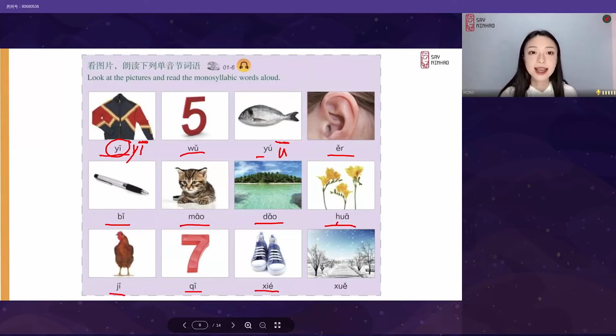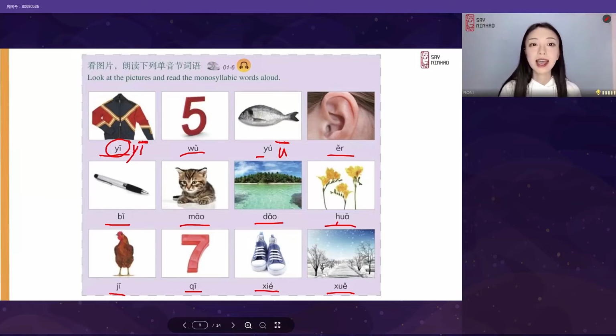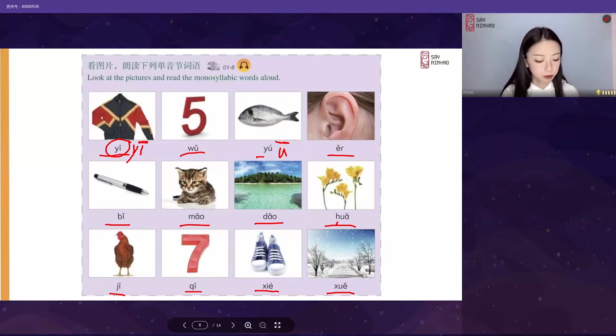Next one is 鞋. 鞋 means shoes, shoes. And the initial is x and the final is ie and the tone is second tone. So xie, 鞋, 鞋. Last one is 雪. Read after me, please. 雪, 雪. The initial is x again, and the final is üe, and the tone is third tone. So it is xue, 雪, 雪. It means snow, snow.